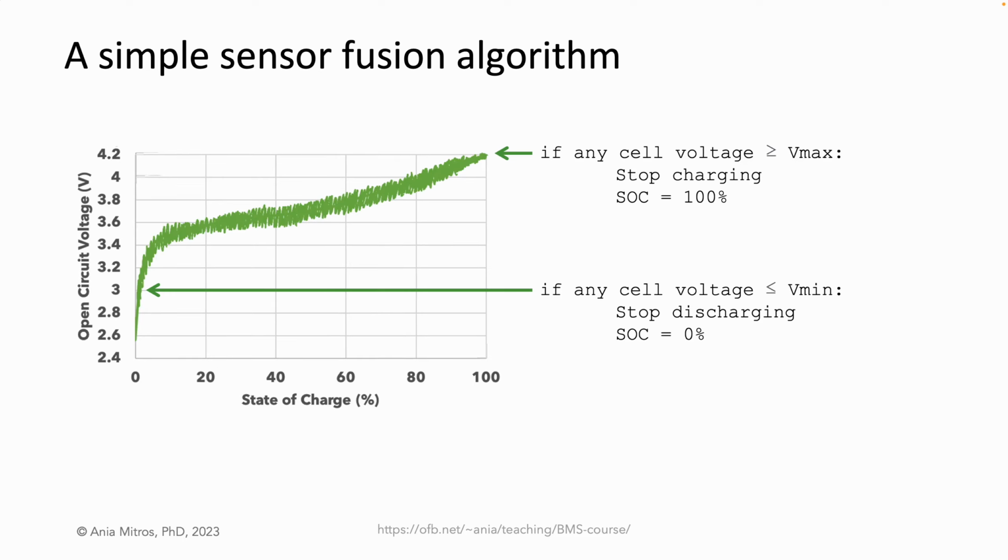While the application is running, the voltage signal may be quite noisy, both due to the switching of the motor or inverter and due to the IR drop of the cells. In that regime, use current integration to estimate state of charge. This is a very rudimentary sensor fusion algorithm.